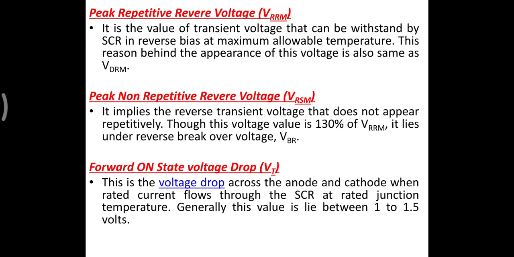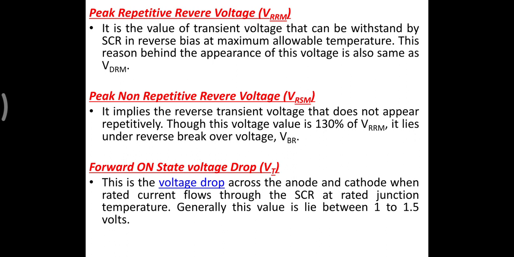Next, peak non-repetitive reverse voltage. Previously we saw the repetitive reverse voltage. This is the peak non-repetitive reverse voltage, that means the reverse transient voltage that does not appear repetitively. This voltage value is 150 times VRRM. RRM means repetitive reverse voltage. It lies under the reverse breakover voltage VBR.